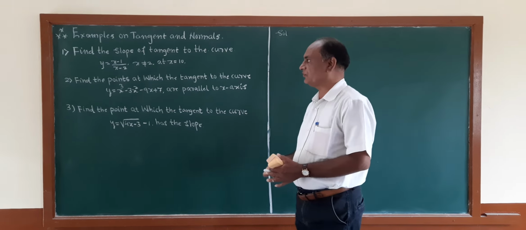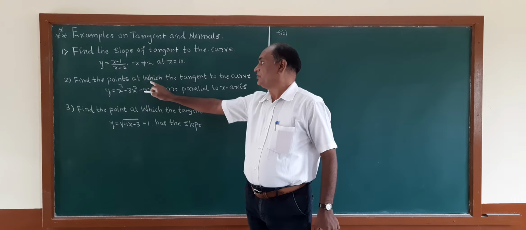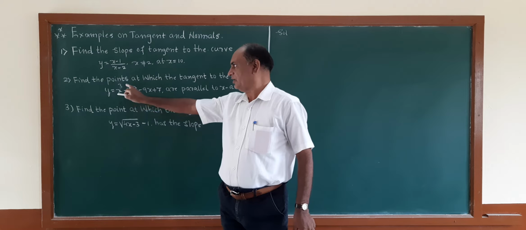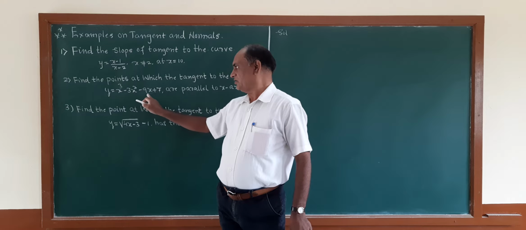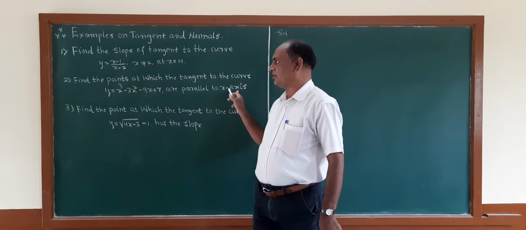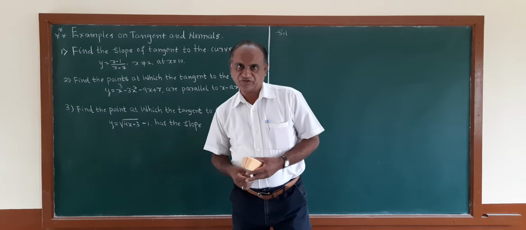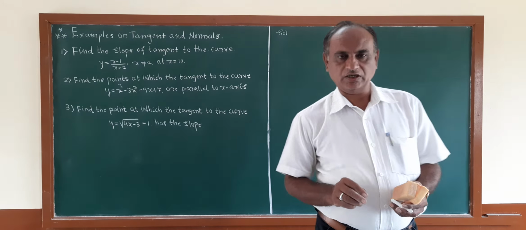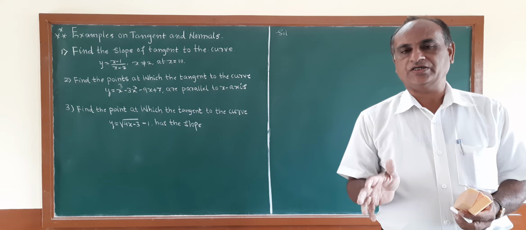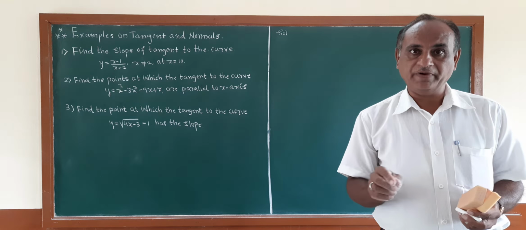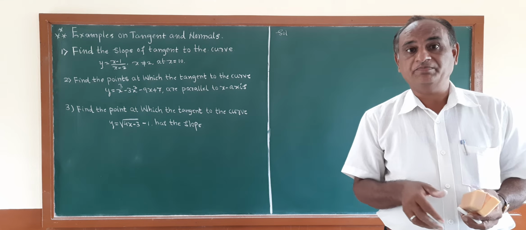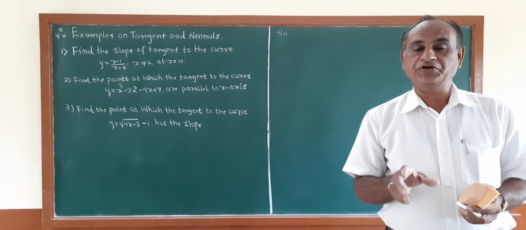Example number 2: find the points at which the tangent to the curve y is equal to x raised to 3 minus 3x square minus 9x plus 7 is parallel to the x axis. Here one curve is given in the problem, and one condition is given. The condition is parallel to the x axis, and parallel to the x axis means dy by dx is equal to 0 over the curve.